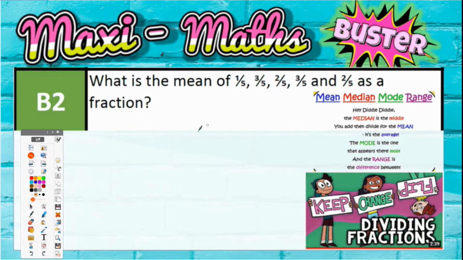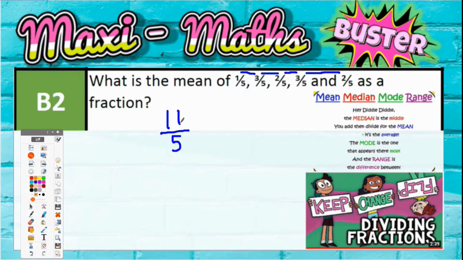So we know the total's going to be out of fifths because there's a common denominator that's all in fifths. So 1/5 plus 3/5 is 4/5. Then if you add another 2/5, that's 6/5. Another 3/5, that's 9/5. And another 2/5, that makes 11/5.